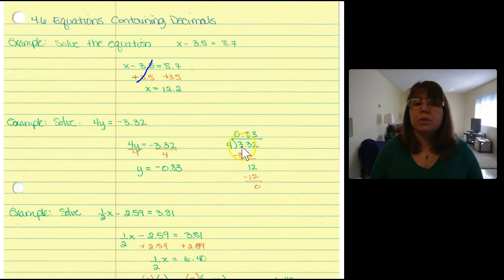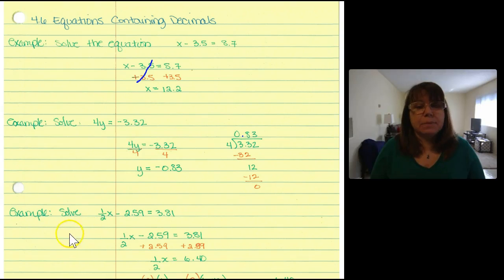4 goes into 3 0 times. 4 goes into 33 8 times. Remember, the only rule I have to remember is where I place my decimal, straight up. 8 times 4 is 32. 33 minus 32 is 1. Bring down the 2. 4 goes into 12 3 times. 3 times 4 is 12. 12 minus 12 is 0. So my solution is negative 0.83.